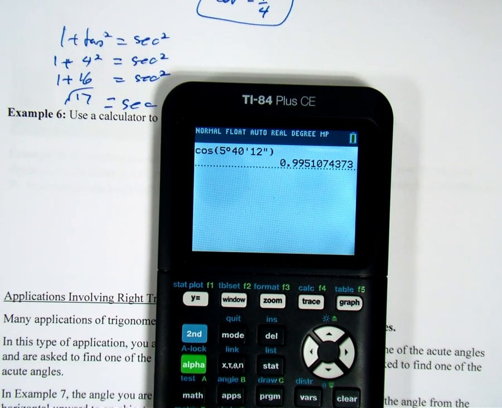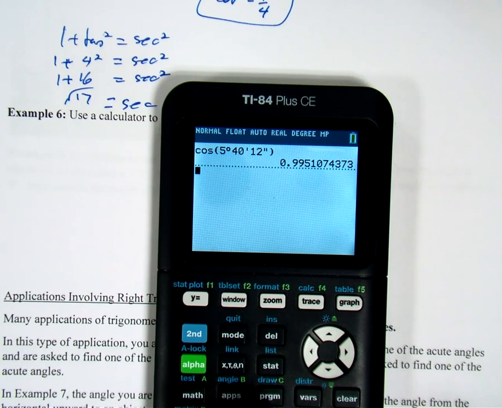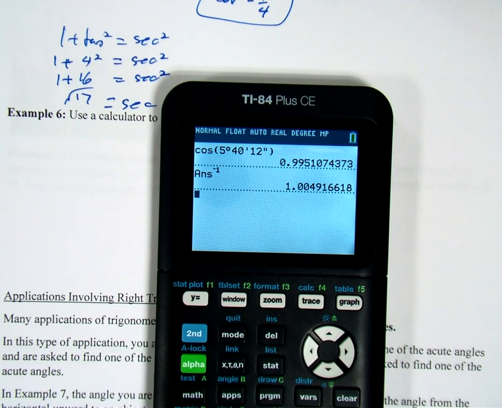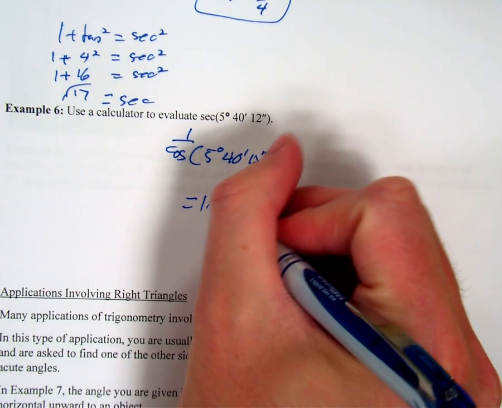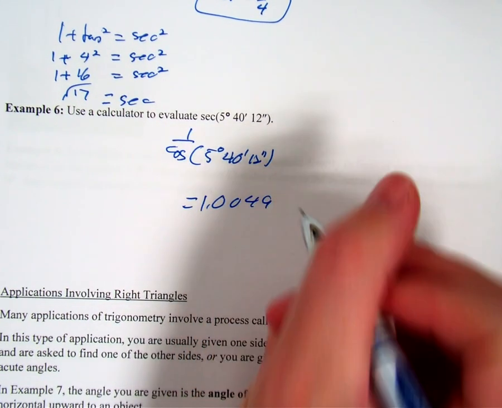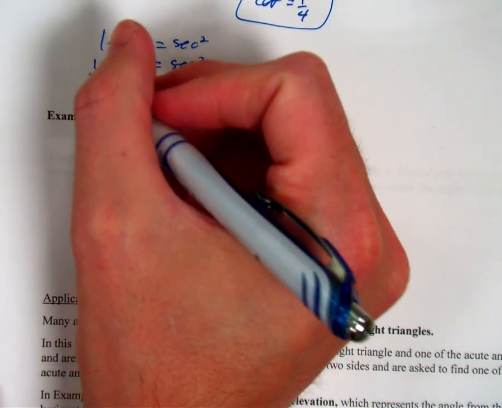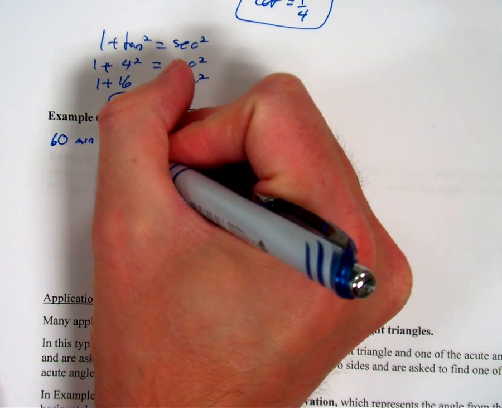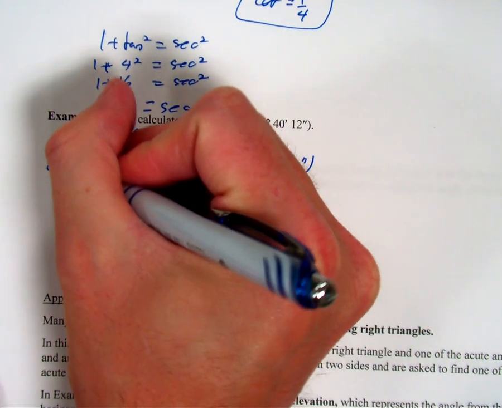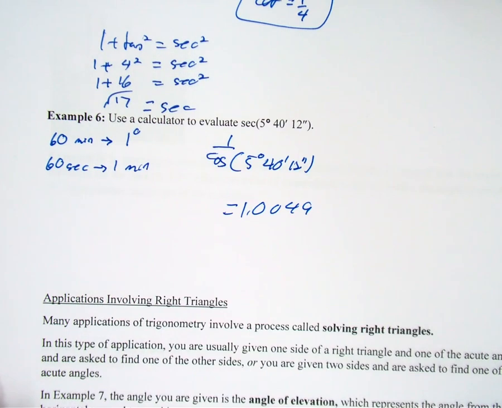And then reciprocal, because that's cosine, so secant is going to be the reciprocal. And there we are. 0049. Okay, we'll get 60 minutes in 1 degree, 60 seconds in a minute.